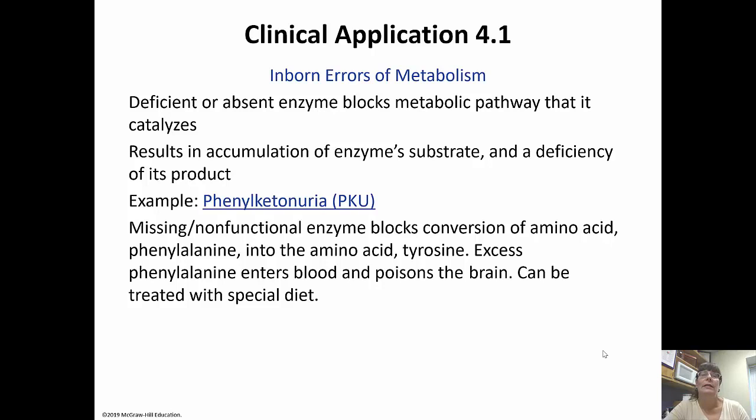And what happens is lipids start to build up in their brains. Another example is PKU. There's missing and non-functional enzymes that are going to block the conversion of phenylalanine, which is an amino acid, into tyrosine. So what happens is excess phenylalanine enters the blood and will poison the brain. Now this can actually be treated with a special diet. You just have to avoid phenylalanine, basically.